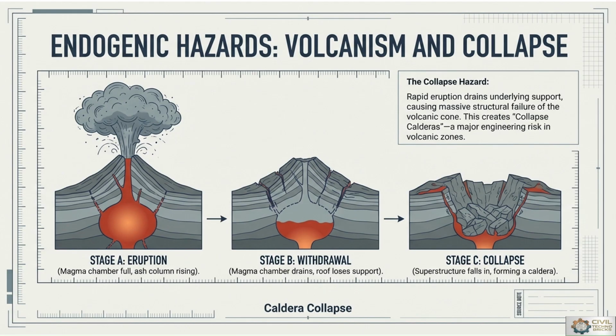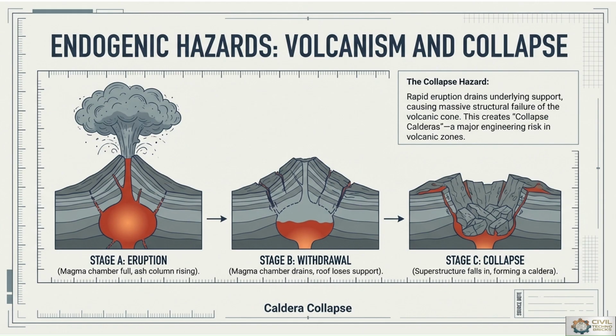So endogenic hazards: volcanism and collapse. Volcanic hazards are introduced along with their impact on the geological and engineering environment. There are three stages: Stage A, B and C. Stage 1, A, eruption. Stage 2, B, withdrawal. Stage 3, C, collapse.